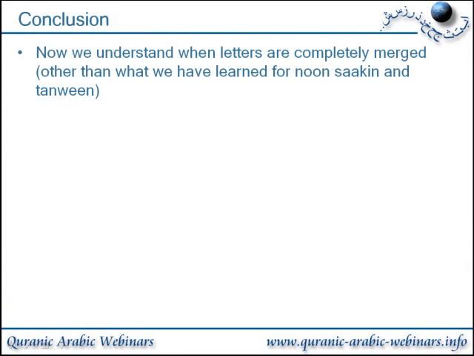Okay, so in conclusion, we now understand when letters are completely merged, other than what we have learned for Noon Sakin and Tanween. And it was just those two groups, and they're quite simple rules. And in a color-coded Tajweed Quran, you should see the letters grayed out, the ones that you don't need to say, or whatever color that Quran uses.